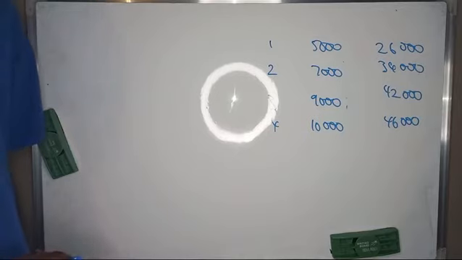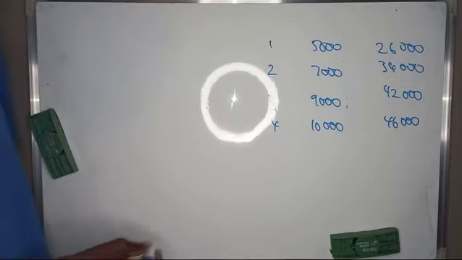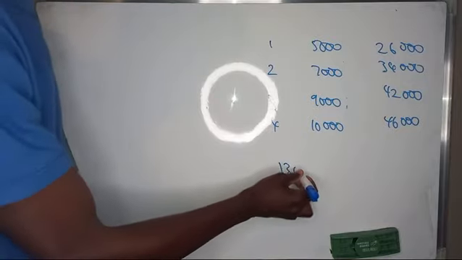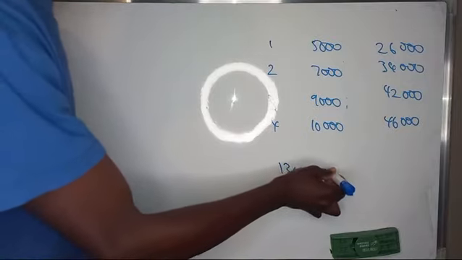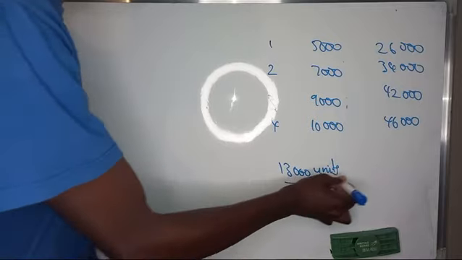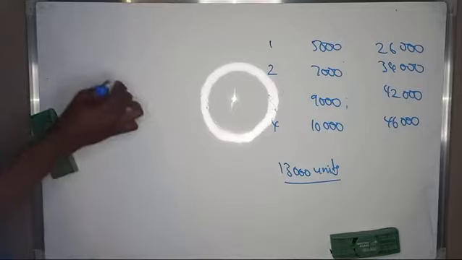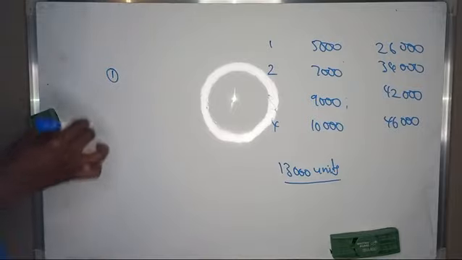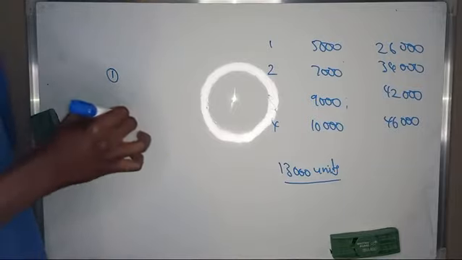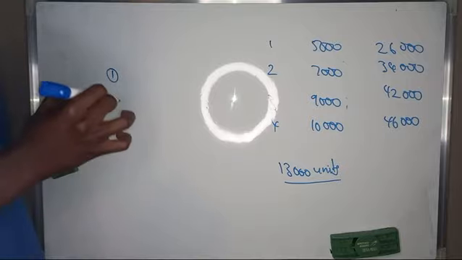We're being told that in the next year we want to produce 13,000 units. They want us to focus on how much it would cost. Step number 1: first of all, you need to determine your variable cost per unit. It's the high and low method.